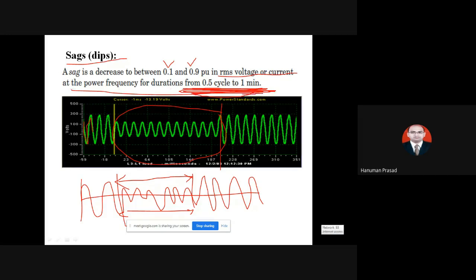It means your voltage is decreased to 0.1 to 0.9 per unit in RMS voltage. This is called the voltage sag or voltage dip.